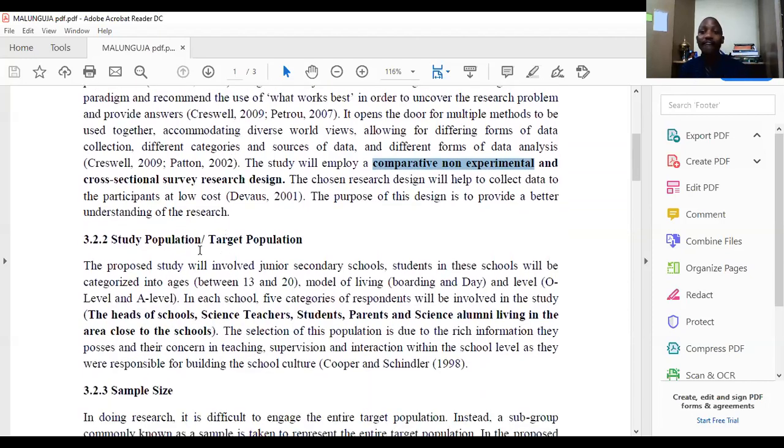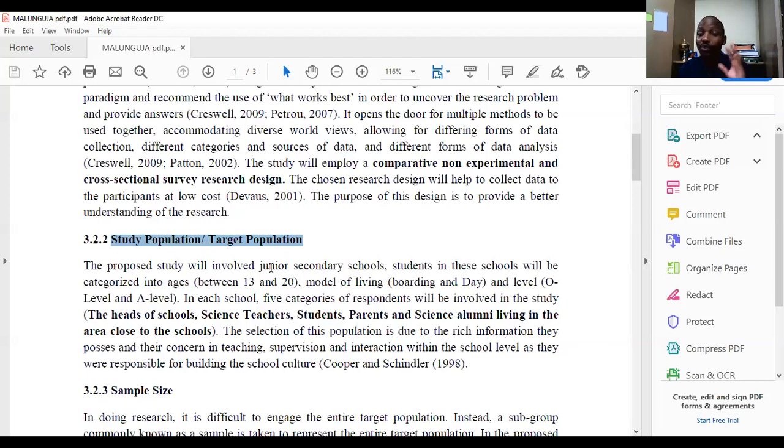The other section is about the population. We expect to see information related to the population. The proposed study will involve junior secondary schools. That is my population. Students in these schools will be categorized by age, between 13 and 20, by mode of living, those living in boarding and day, and by level of education, ordinary level and advanced level. In each school, 5 categories of respondents will be involved. You see, he is trying to explain what exactly he is going to do.